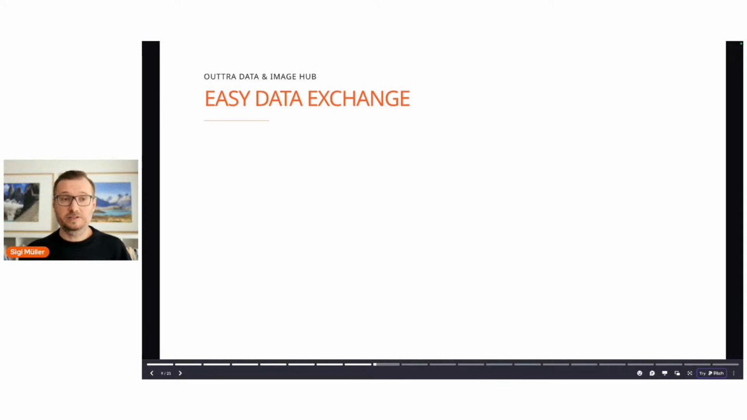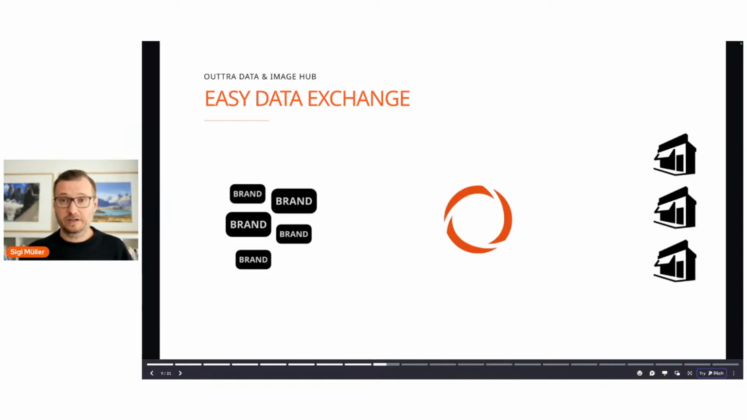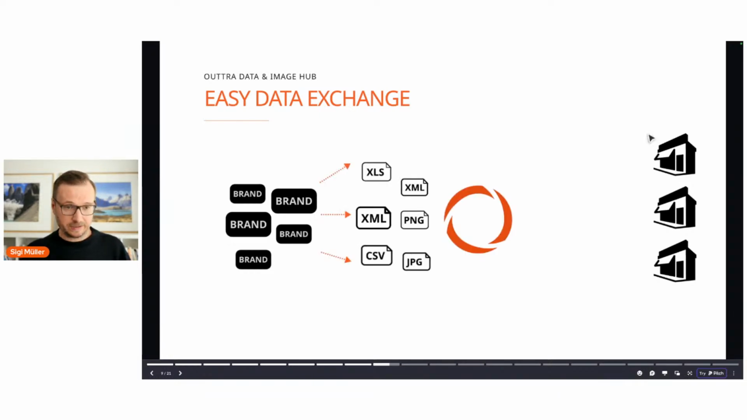What we developed with the Data Hub now is an easy way how the data exchange can be managed in one single place. That means we have the brands here, we have the retailers on the right side, and then we have our OUTTRA tool in the middle. And now we from OUTTRA get all the data from the different brands which participate in our system. We get XLS files, we get XML files, we get PNG, JPEG images, whatever. We process this data, we store this data in our central system. And from there on, the retailers can get the data like they wish.